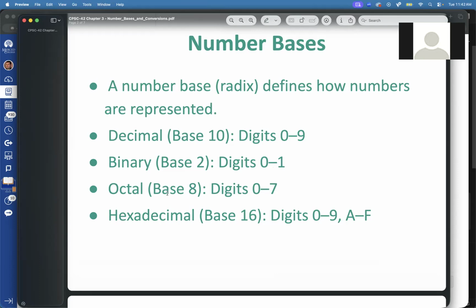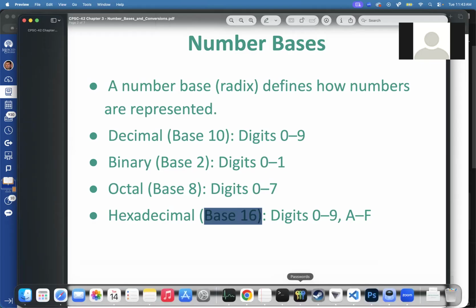We need to know how to use octal, which is base 8. That makes sense, right? Octal, 8, which is going to use the digits 0 through 7. And then finally, we need to talk about hexadecimal, which is base 16, which uses the digits 0 through 9 and A through F. If we're using base 16, we need 16 possible digits, just like base 10 needs 10, and base 8 needs 8. But we don't have 16 digits, because we are naturally users of base 10.